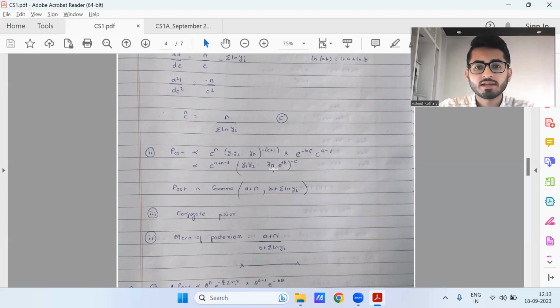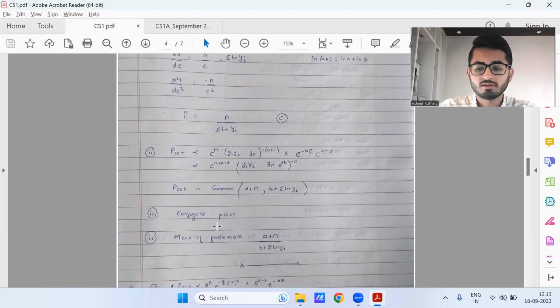Now y1, y2, yn can be written as e to the power ln of y1, y2, y3, y4, and so on. And log ab is nothing but log a plus log b. So this entire thing can be written as e to the power b plus ln y1 plus ln y2 plus ln y3, and so on. And we get this distribution. Part 3, the prior was gamma, the posterior was also gamma, so this is nothing but a conjugate prior.